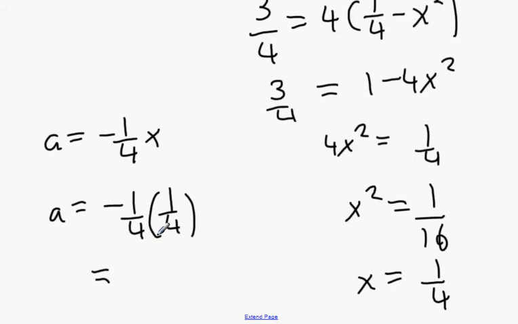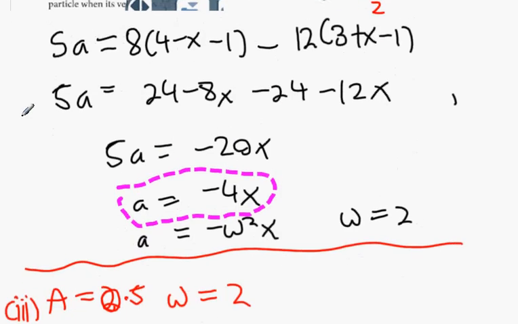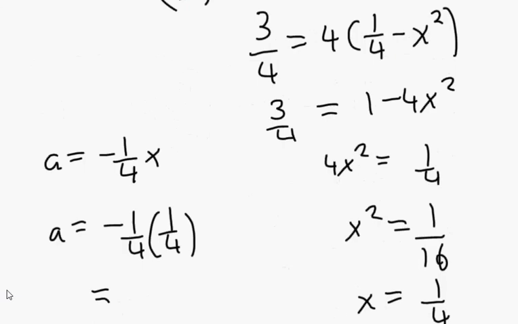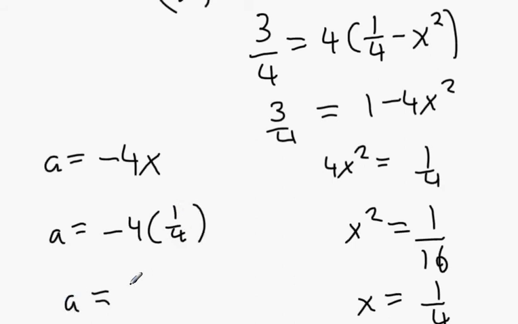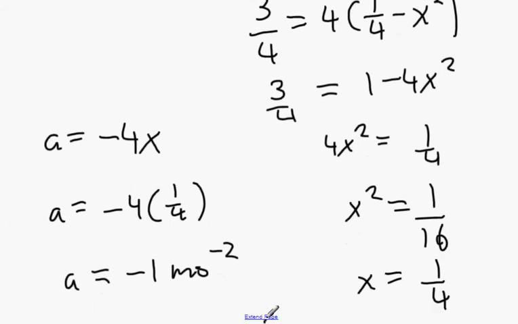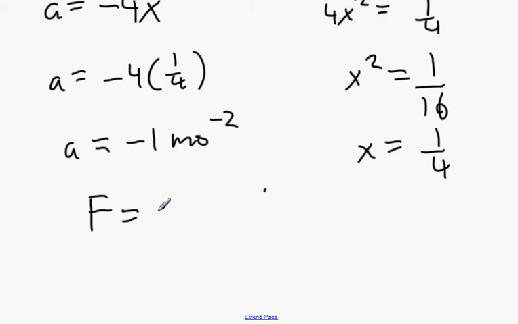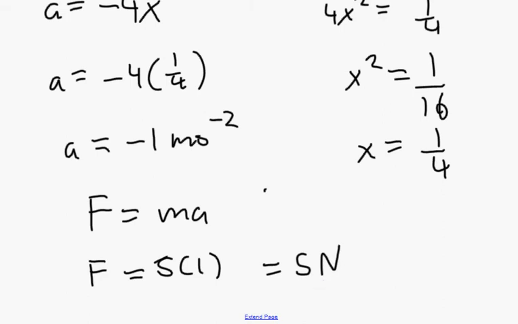Oh sorry, omega squared x. Sorry, it's minus 4x. It's not a quarter x, it's minus 4x. So A is equal to minus 4x, which is the equation we had to start. Minus 4 times minus a quarter. A equals 1 meter per second squared. Therefore, force is equal to MA, and MA is 5 multiplied by 1. Just take its magnitude, you don't really need the direction, which is going to be 5 newtons. So 5 newtons of force.